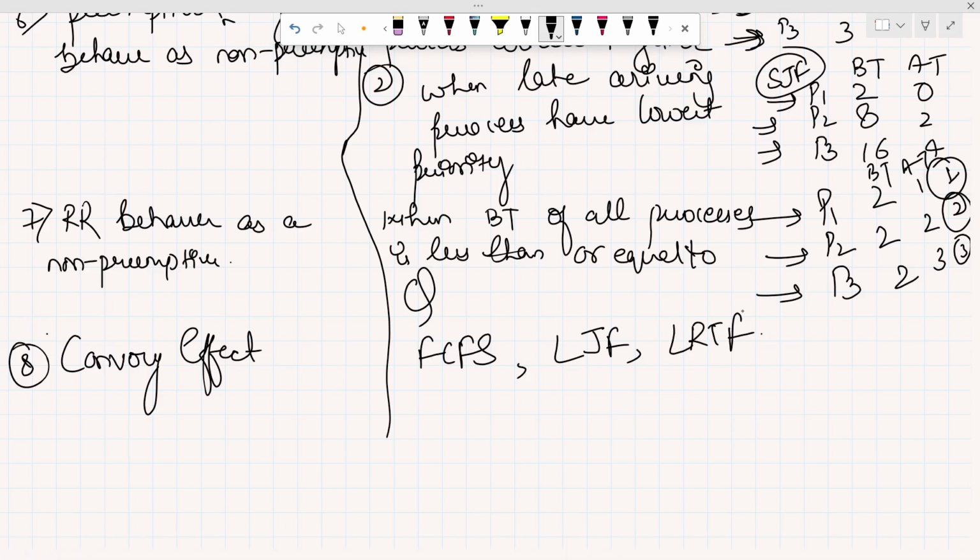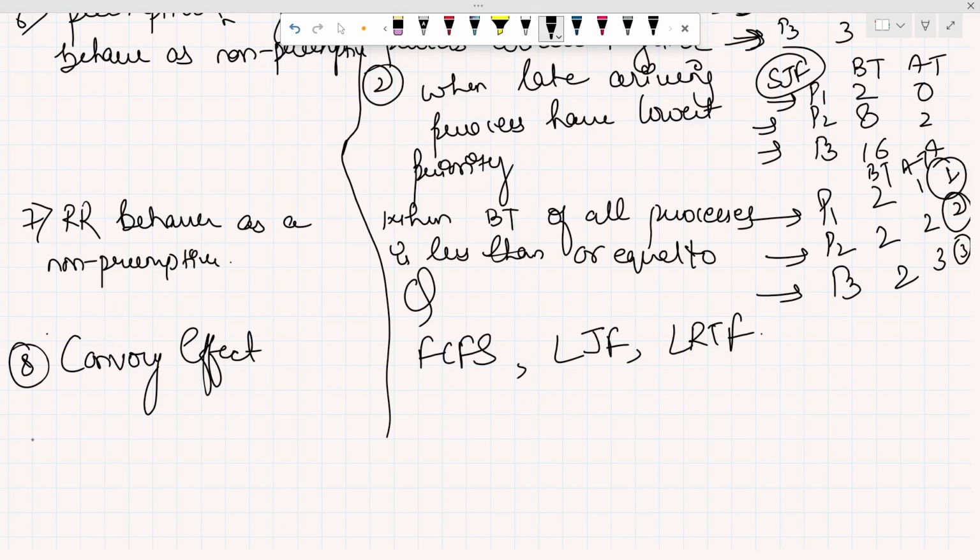What is the convoy effect? When a huge process comes and gets the CPU, and the smallest burst time process does not get the CPU for a very long time, then we can say that process is in a convoy. That algorithm is basically a convoy. So this happens in FCFS, LJF, largest job first, and largest remaining time first algorithms.